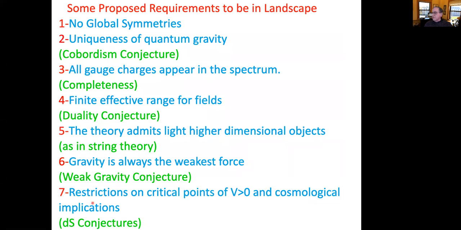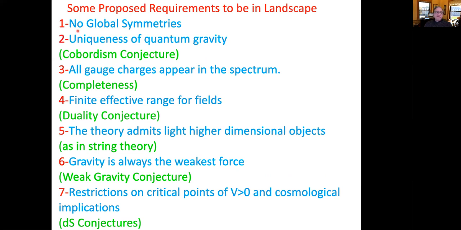And this is based on the work of many different physicists. By no means is this the work only of myself. So I'm not going to give references, but I'm just going to try to explain some of the basic ideas. And in fact, some of them even predate string theory. The first criterion, that there are no global symmetries, was proposed even before the advent of string theory.